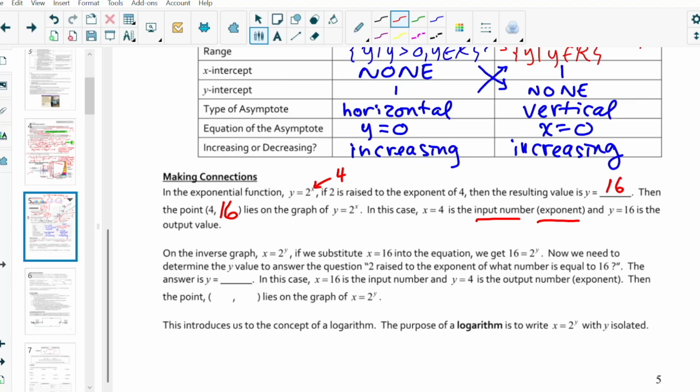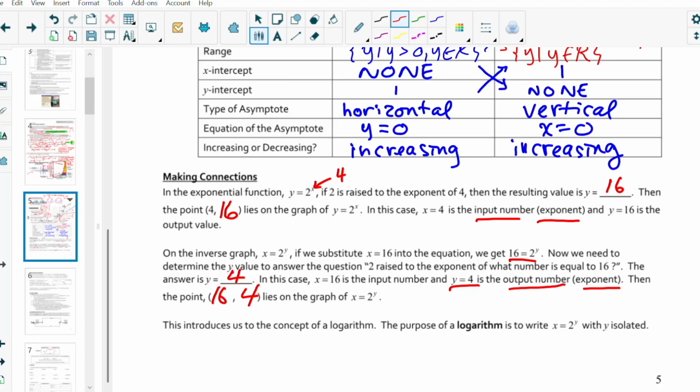On the inverse graph, x equals 2 to the y, if we substitute x equals 16 into the equation, we get 16 equals 2 to the y. Now we need to determine the y value to answer the question: 2 raised to the exponent of what number is equal to 16? The answer is y equals 4. In this case, x equals 16 is the input, and y equals 4 is the output number, the exponent. Then the point (16, 4) lies on the graph of x equals 2 to the y.